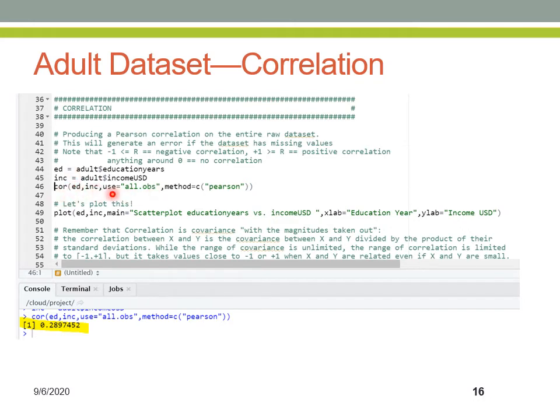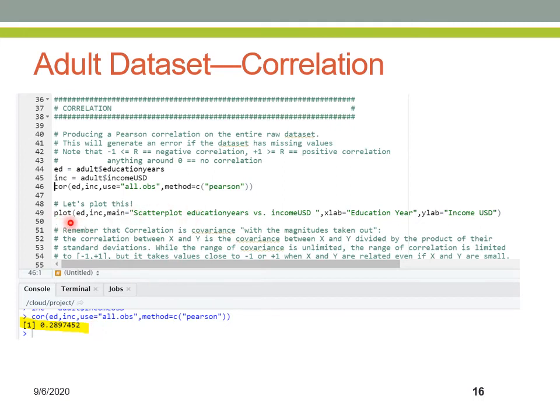We are using all observations, which also means that we're dividing by n and not by n minus 1. And then we have a number of correlation methods that we can use. Here we're using the Pearson's correlation. And that gives us our correlation here between our education years and our income USD, and we're seeing that our correlation here is 0.29, so about 0.3, and that is a pretty high number that indicates that there is a slightly positive correlation between education years and income USD. Not surprising.